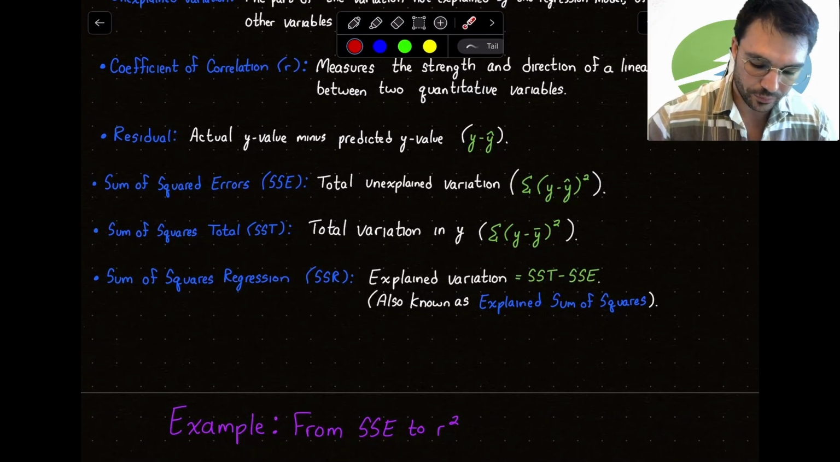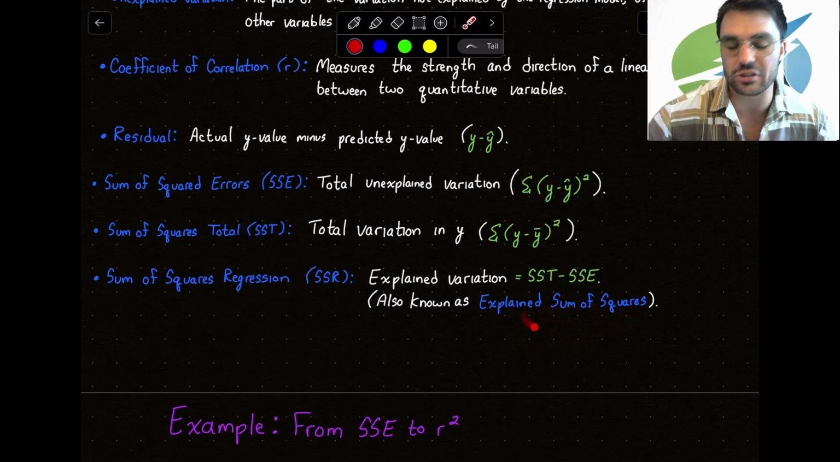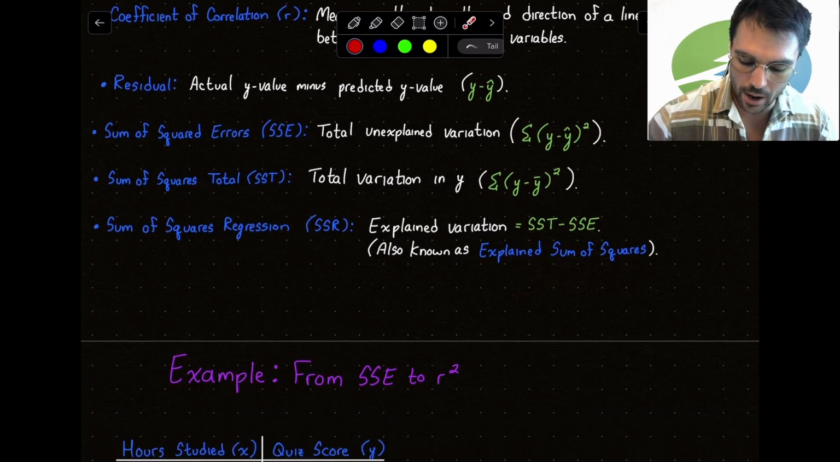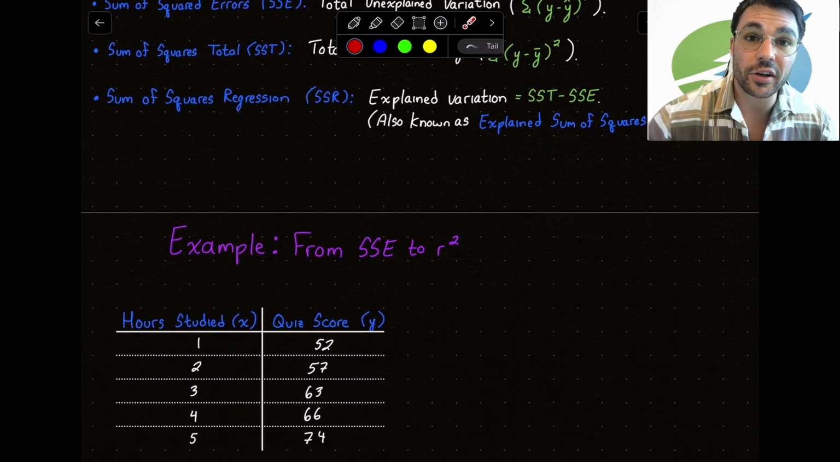And lastly, sum of squares regression, SSR. This is the explained variation, and it equals SST minus SSE, so it's the difference of these two values. This is also known as explained sum of squares. Not super important, but you might see this terminology thrown around as well. All right, let's take a look at an example.